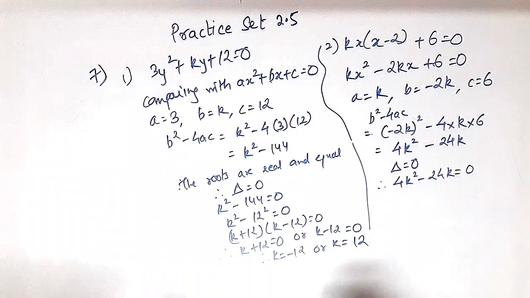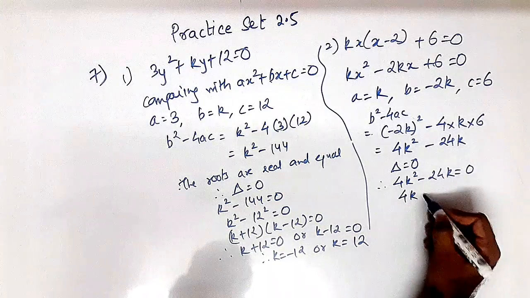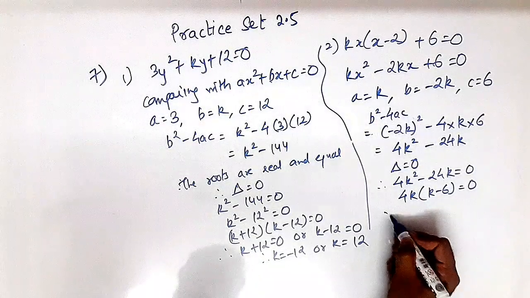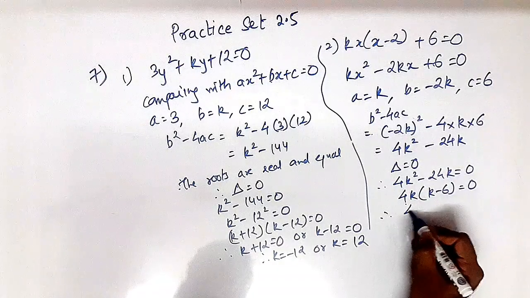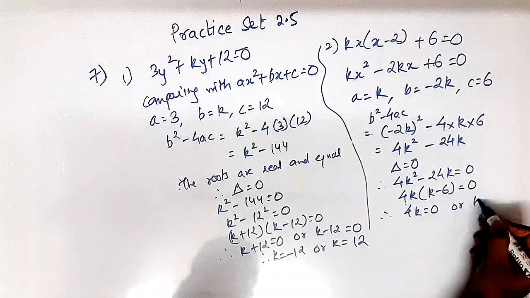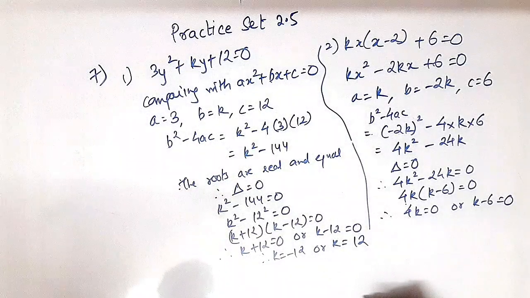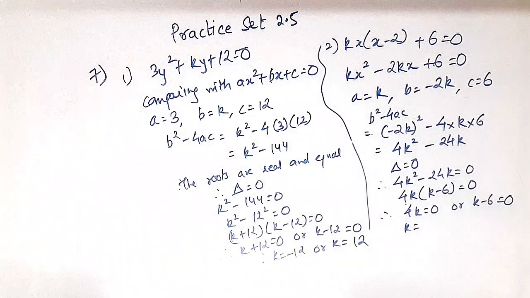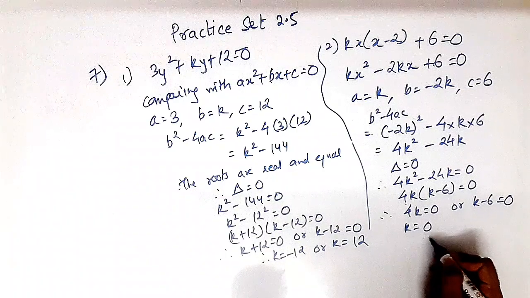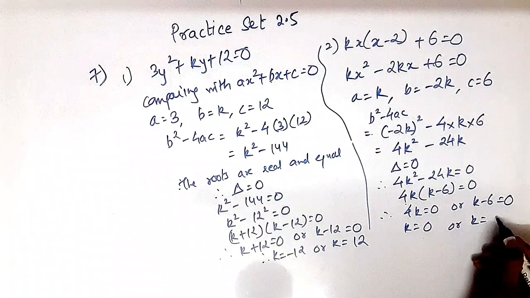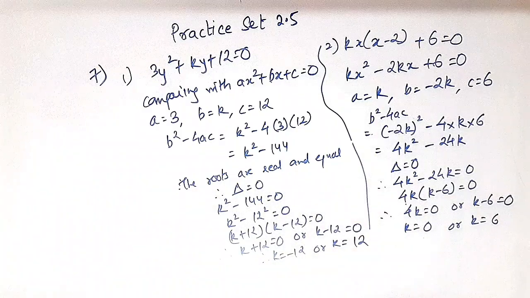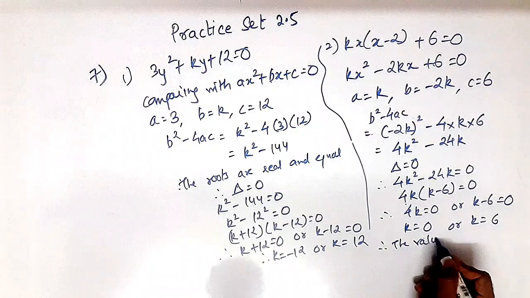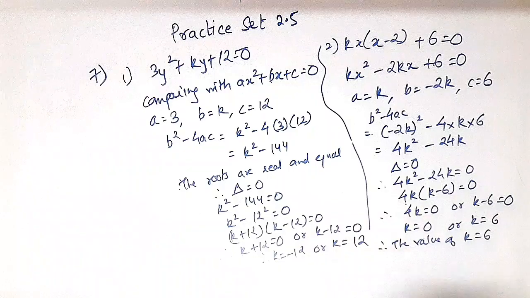Now what I'll take common here, how to factorize: 4k, k minus 6 remains, equals to 0. Therefore, either this is 0 or this is 0. 4k is equal to 0 or k minus 6 is equal to 0. So k is equal to 0 by 4 means 0, or k is equal to 0 plus 6, so 6. So what are the possible values we are getting? Therefore the value of k is equal to 6.